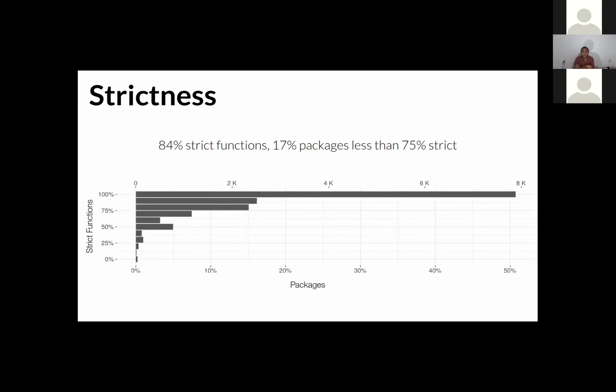We also looked at the spread of these strict functions across packages. And in this graph, we see that more than 50% of packages only have strict functions. And 17% of packages are less than 75% strict. So what this suggests is that most of the R code base out there is written in such a way that it's very easy to remove laziness from it.